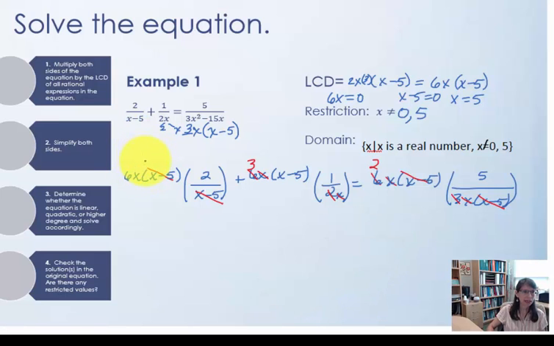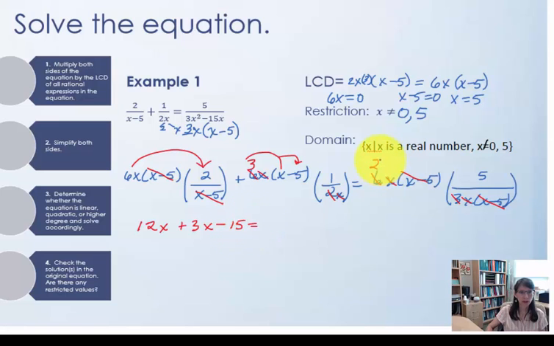So what we have remaining is 6x multiplied by 2, which would be 12x. Positive 3 is distributed to each term in our quantity and then multiplied by 1. So multiplication of 1 is not going to change our products. So it's essentially like distributing 3 times x and 3 times negative 5. So that would give us positive 3x minus 15.